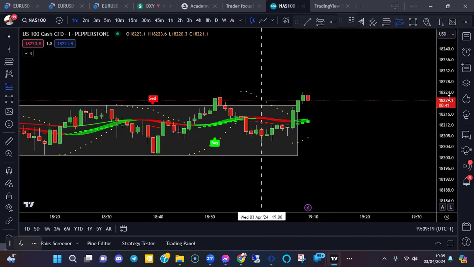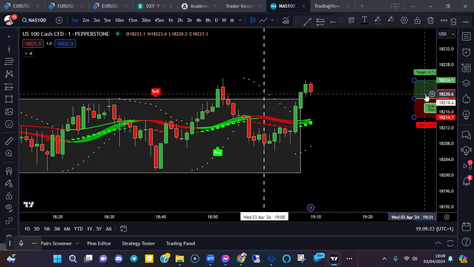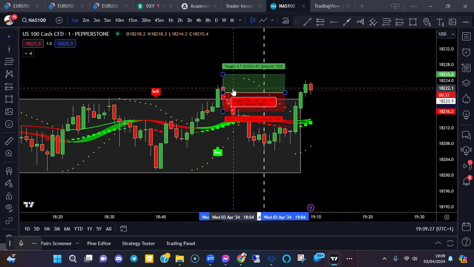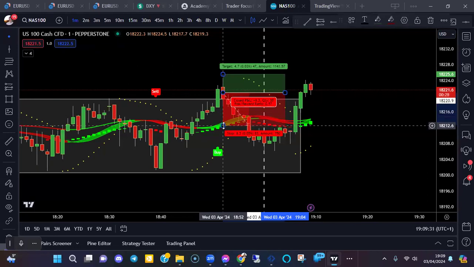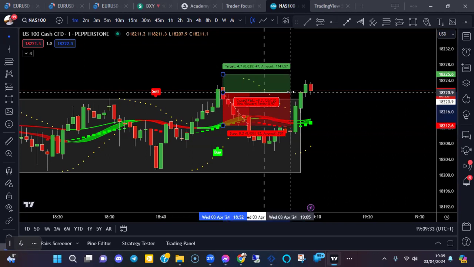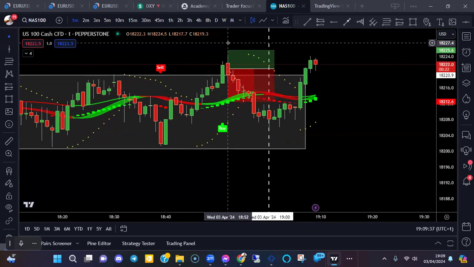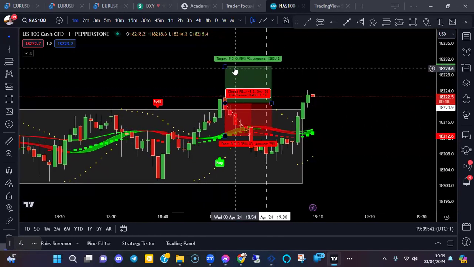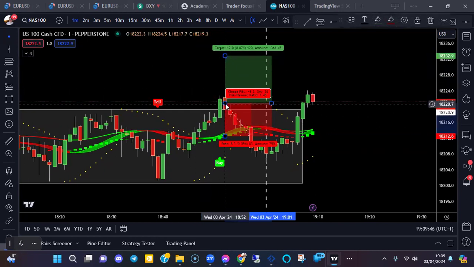So with a bit of experience, you may not have got into that trade, but with lack of experience, you probably would have got into the trade somewhere like there, and your stop loss would be down there by your trend line. And as you can see from here, you would have been taken out of the trade. But with a little bit of experience and knowledge of what's going on, that might have saved you from getting into that trade.